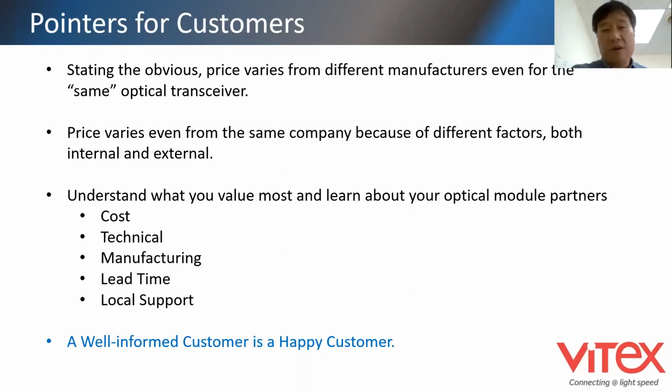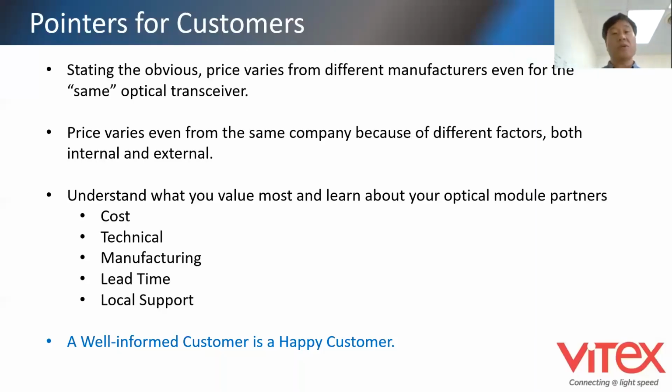I'm just stating the obvious in the first bullet, but clearly the price varies between different manufacturers, even for the so-called same optical transceiver. Let's face it, you can Google it, and companies like fs.com have all their optical transceiver prices on the website. So it's no news that there are a lot of different prices. And as I mentioned, because of these different factors and business considerations, price can vary even within the same company.